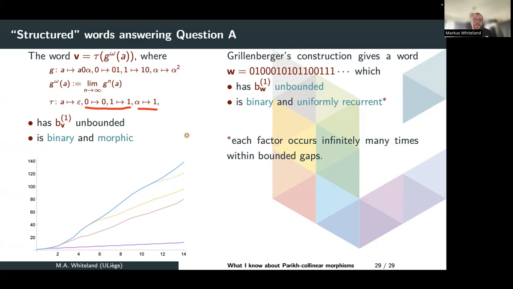Another answer here is the Grillenberger construction. Essentially, what it gives is that you'll have unbounded abelian complexity function. It's a binary word and uniformly recurrent. So it has stronger properties, but in any case, this is also uniformly recurrent, which this word is not. And here, by uniformly recurrent, I mean each factor occurs infinitely many times within bounded gaps.